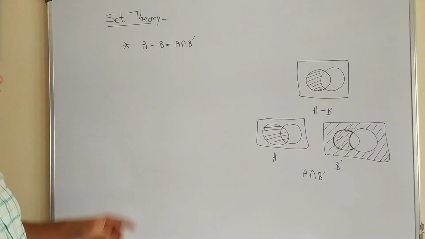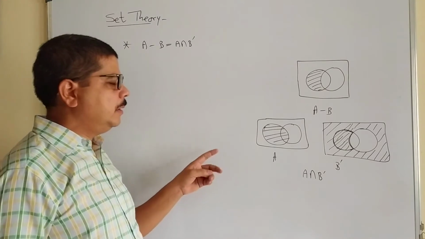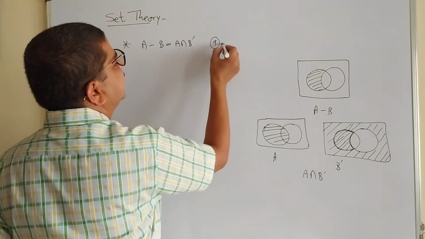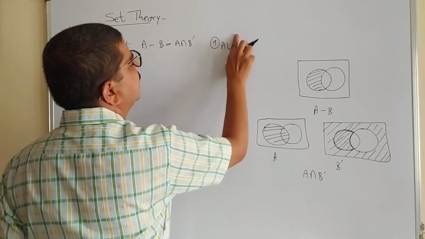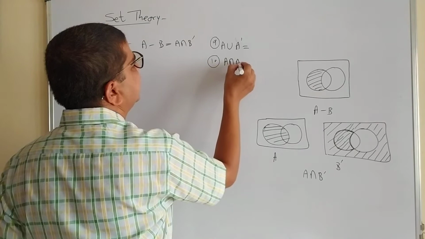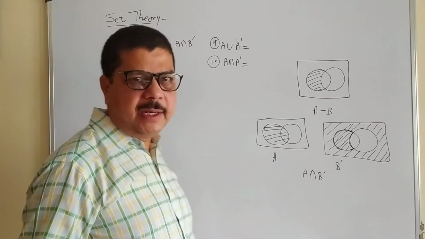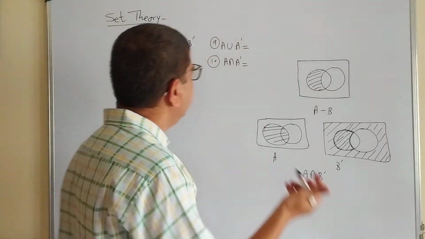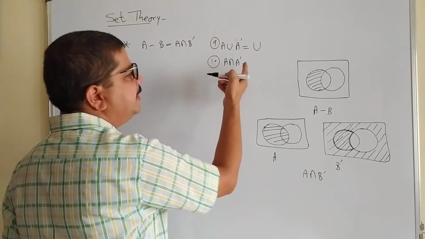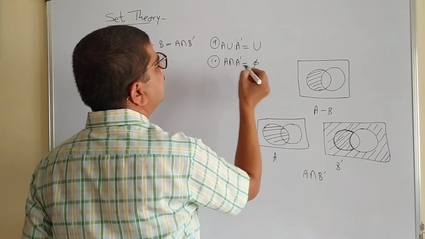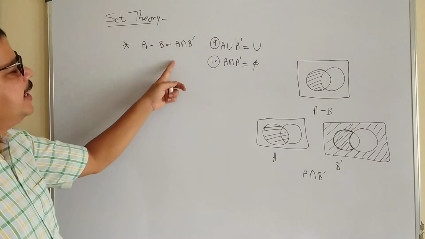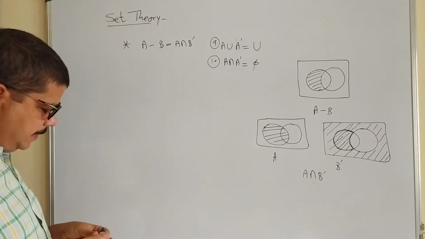So these are very important identities. वो जो आइडेंटिटी और लॉज जो अभी हमने लिखे थे, डिस्कस किए थे, उसी में हम और दो ऐड कर सकते हैं. A union A complement is the universal set, and A intersection A complement is phi. All the elements which are in A, all the elements which are not in A, their intersection will be phi. So A minus B equal to A intersection B dash, very very important identity.